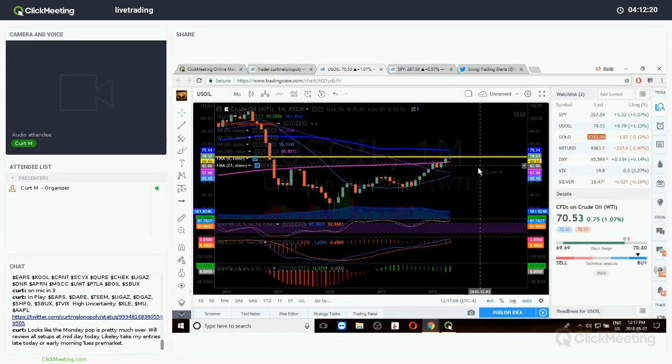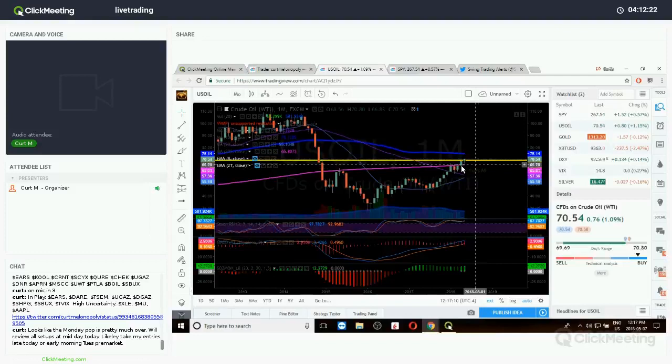So what do I expect? It would be highly probable to consider that it's going to use this pivot as a coil, and that 100 MA is going to be resistance, and that 200 MA is going to be support as it coils around it and it breaks to the up or downside.